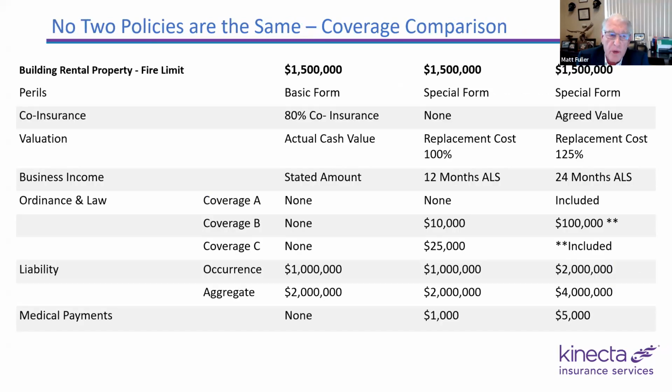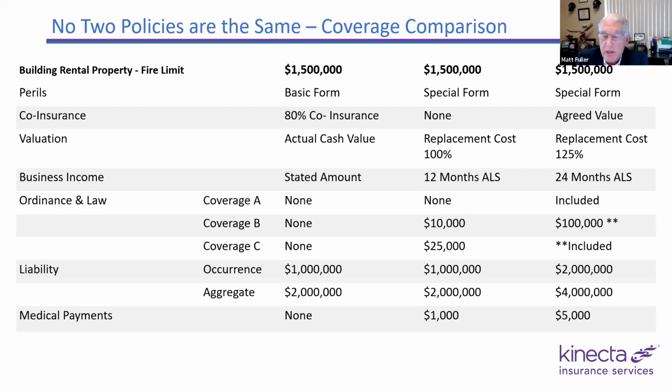I didn't really want to talk much about this except the 3 forms: basic form, special, and you can see the different limits going across. The funny thing is if you ask your agent for 3 quotes like this, the difference in price might only be 10%, but in the last column, you're getting twice as much covered on liability, full building ordinance coverage, business income at 24 months, replacement cost at 125. So don't always just look at the price, look at the coverage you have.